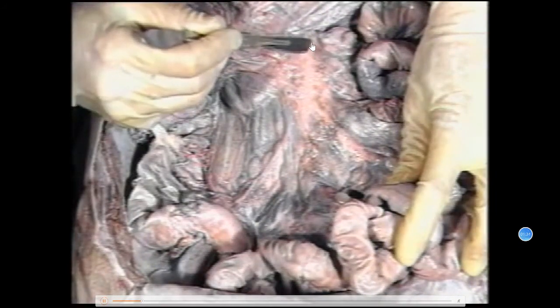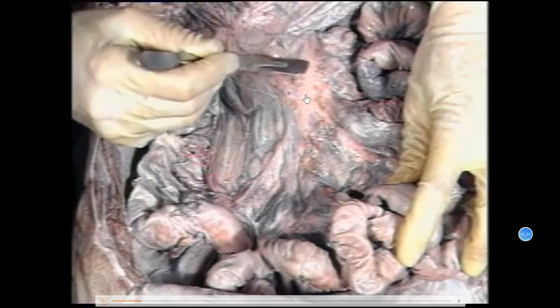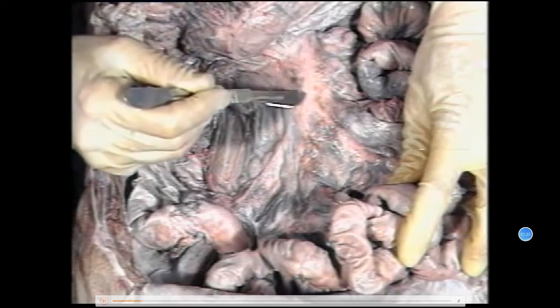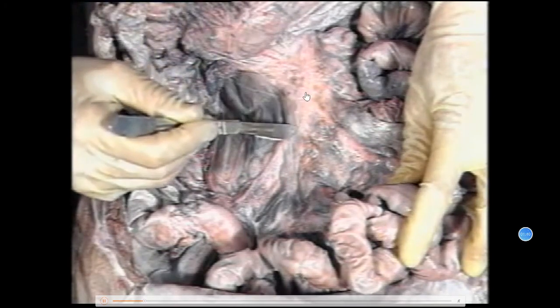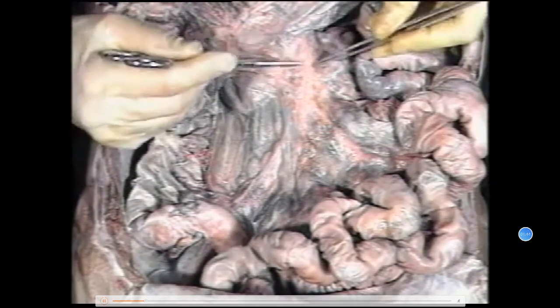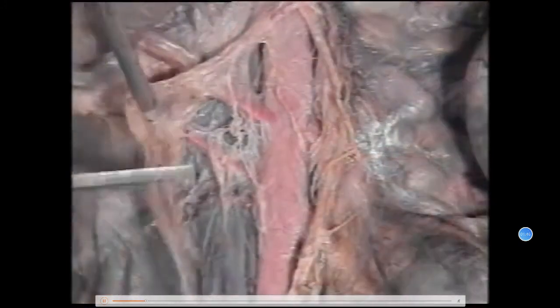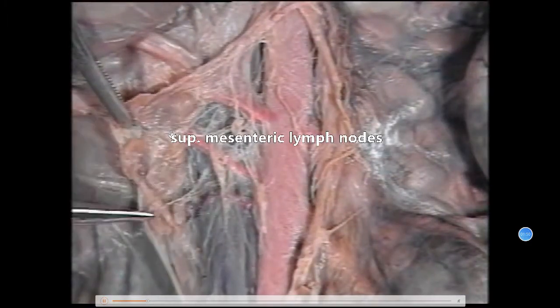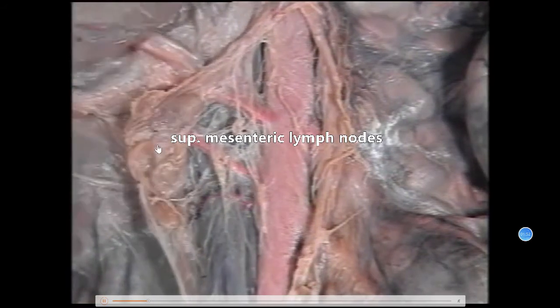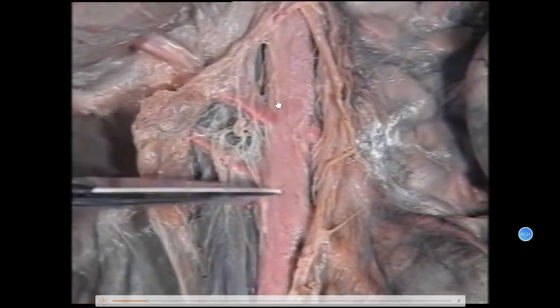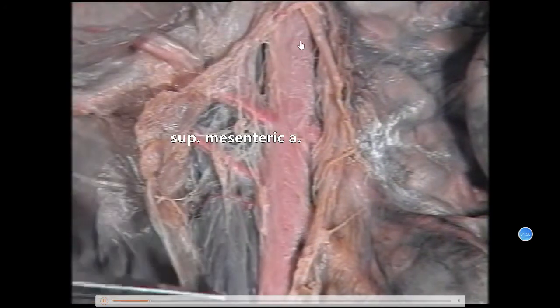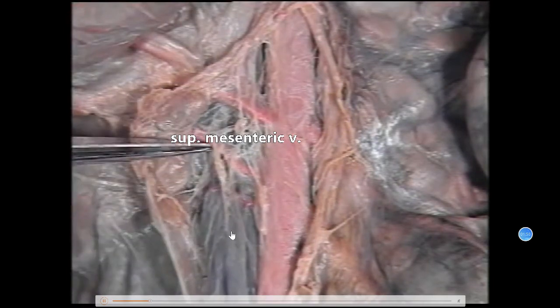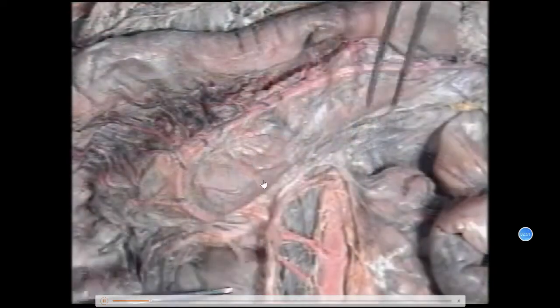Cut open this peritoneum. We will expose the superior mesenteric vessels. There are some superior mesenteric lymph nodes. Superior mesenteric artery is trunk. Right to it, superior mesenteric vein.